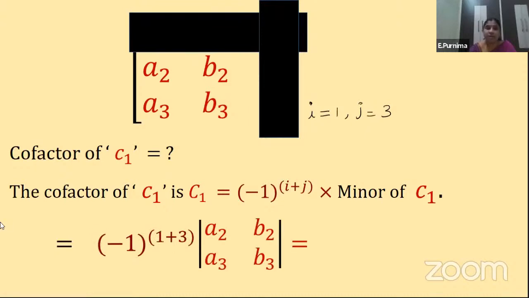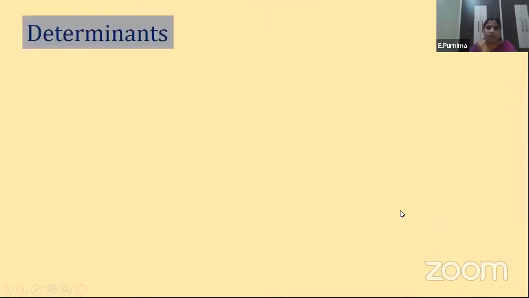Clear? Now what is here? 1 plus 3 is nothing but 4, which is an even number. So minus 1 to the power of 4 will give you what, children? An even power, so that is plus 1, and the cofactor is A2 B3 minus A3 B2. So no need to write the plus sign here; only for the minus sign do we write it. This is the method for finding the cofactor of an element.